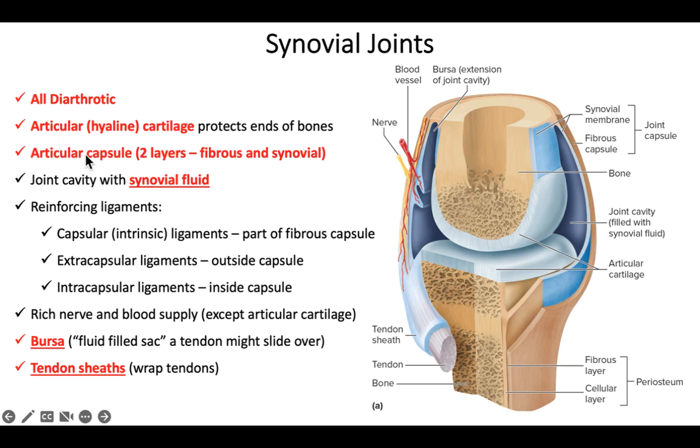There's a capsule surrounding where the two bones come together, or three, there could be more. And that capsule has a couple layers to it. It has an outer fibrous layer, and then it has an inner synovial membrane.